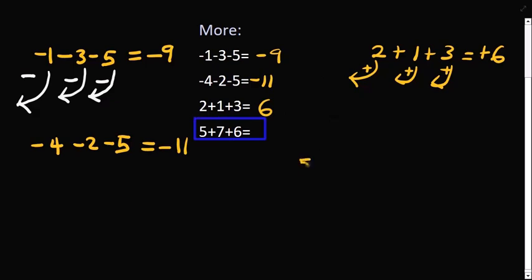So finally we have 5 plus 7 plus 6. Are all the signs the same? Yes, because the sign of 5 here is also plus. So adding everything up, 5 plus 7 is 12 and 12 plus 6 is 18, and that's 18. So we do not need to write the positive sign since it's actually a positive value.